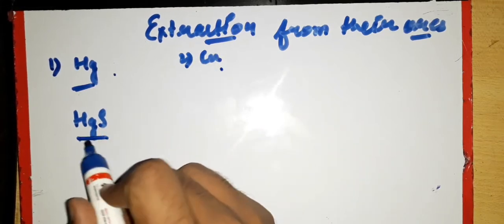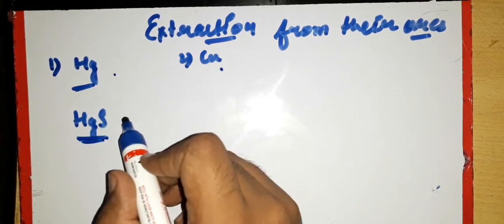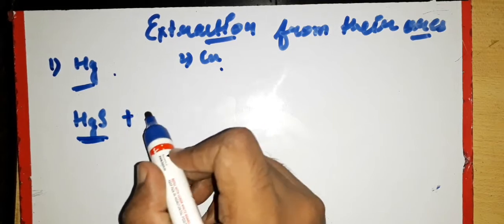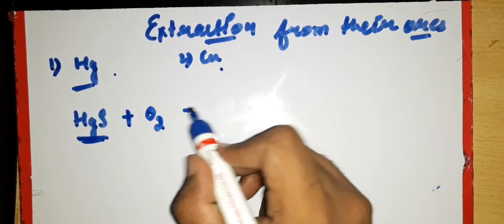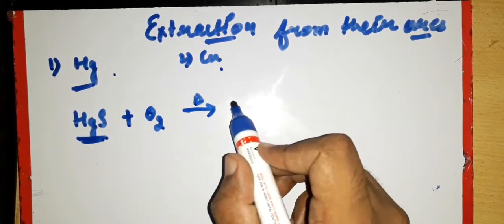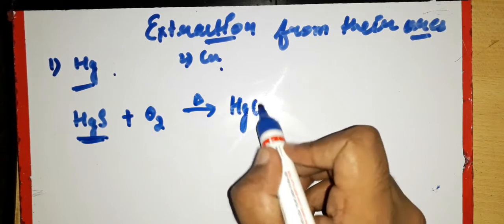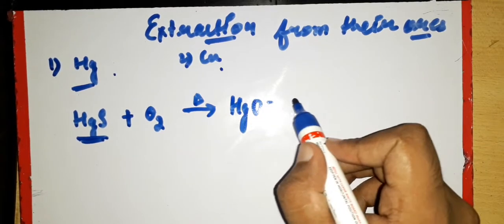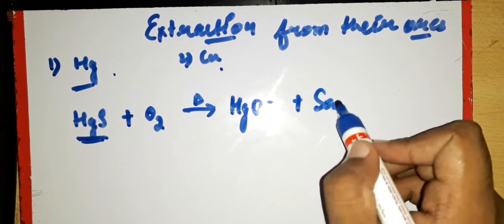So mercury is present in sulfide form. So first of all, roasting is to be done for it. We'll just add oxygen and heat it. So what will happen? It will form the oxide. It will convert into oxide form and sulfur dioxide is separated.